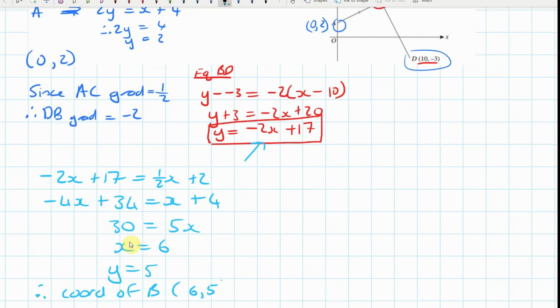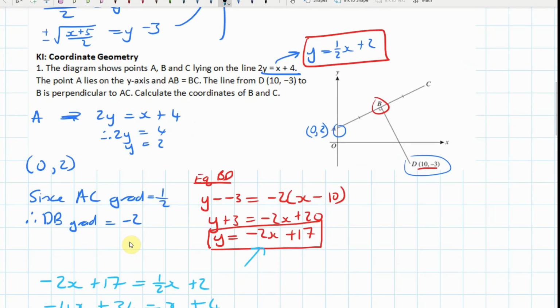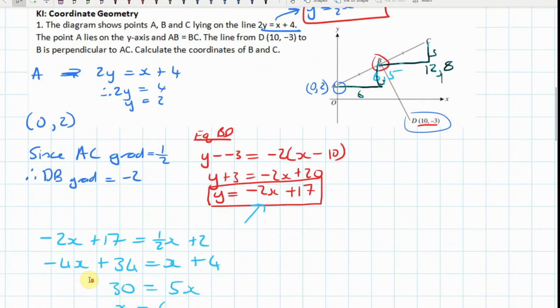Okay, so the coordinates of B are 6, 5. Now that we know that this is 6, 5, we can work out where C is, because if you look, this is a midpoint, so we've gone across 6 and up 3, right? And then we're going to do the same again, across 6 and up 3 to get there, because it's a midpoint. So from 6, 5, across 6 we're going to get 12, 8. And that would be our answer. Whoops, why is the 8 up there? It's flying up high. Okay, there we go, 12, 8. And that would be the coordinates of C.